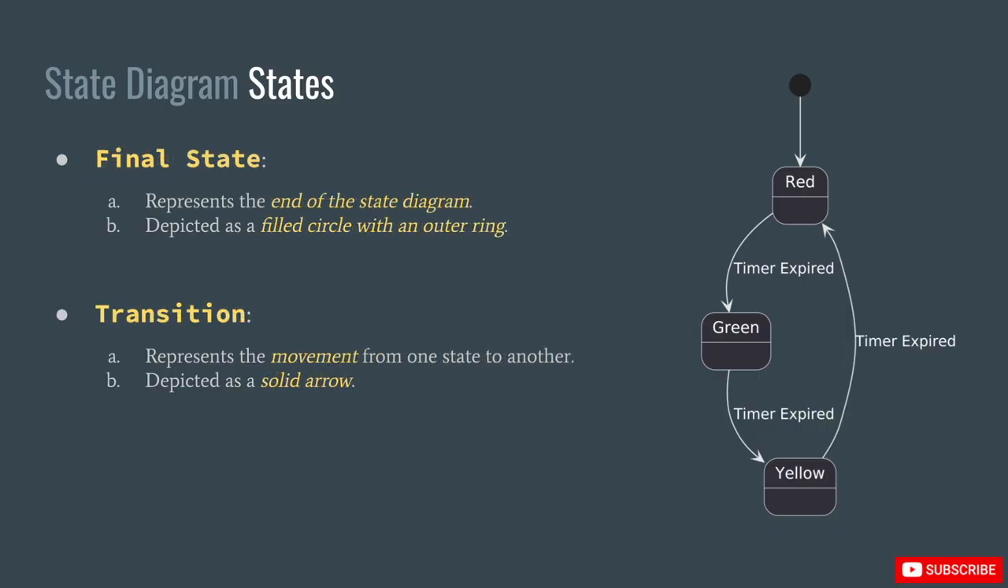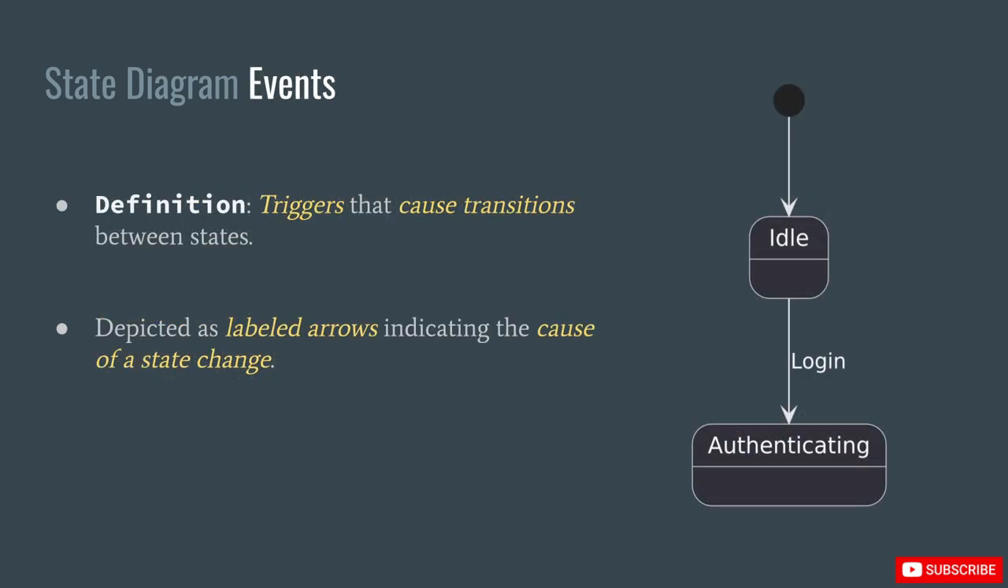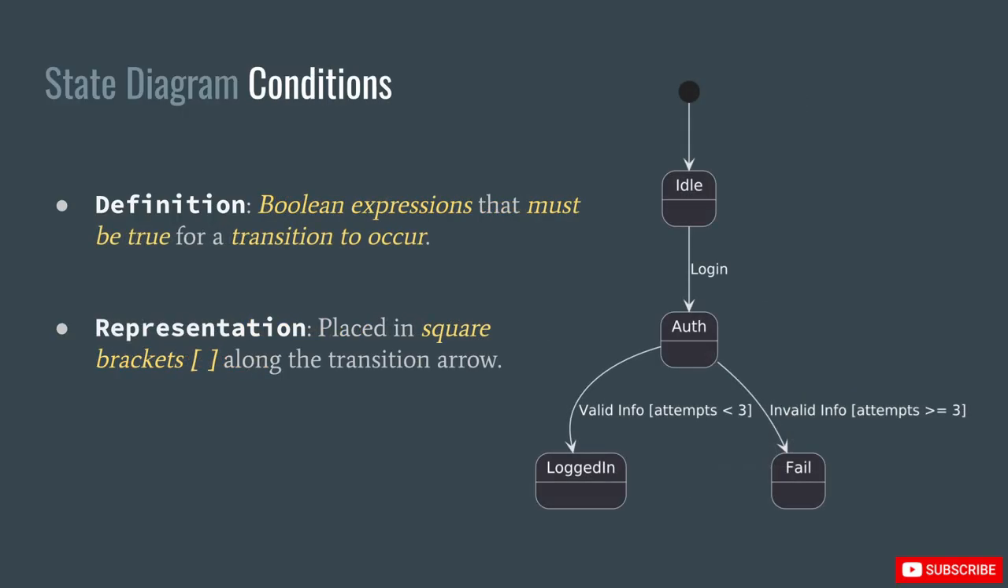The final state marks the end of the state diagram and is shown as a filled circle with an outer ring. Transitions represent the movement from one state to another and are depicted as solid arrows. State diagram events are triggers that cause transitions between states. They are depicted as labeled arrows, showing the cause of a state change. Conditions are Boolean expressions that must be true for a transition to happen. They are shown in square brackets along the transition arrow.